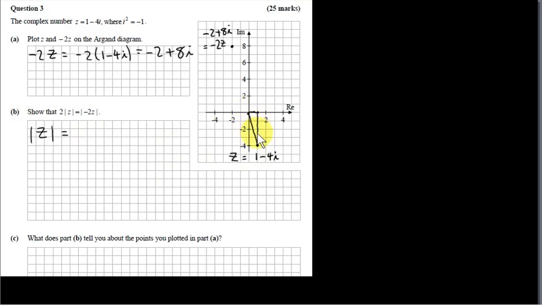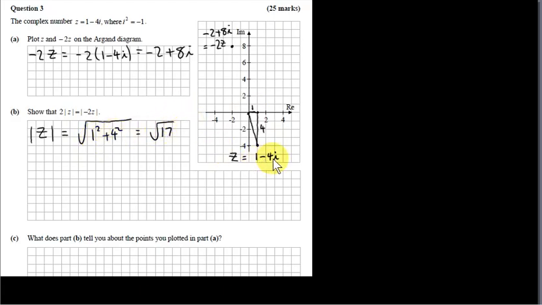We have this right angle triangle. This horizontal distance here is 1. The vertical distance here is 4. So the two short sides of this right angle triangle are 1 and 4. So the modulus is the length of the hypotenuse, which is the square root of the sum of the squares of the two short sides. So that's square root of 1 plus 16, or the square root of 17.